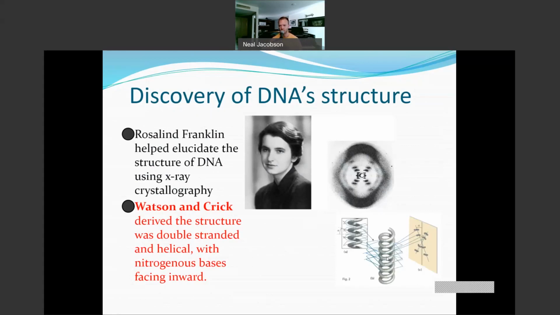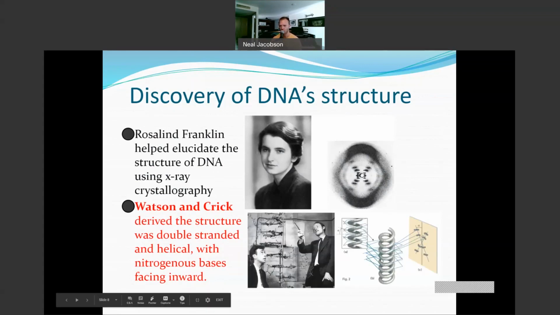And so here's a physics example of how she was able to determine that it was a helical structure. If you look, there's a spring here, which is a helical structure, and you shine light through it, and it creates this X-like pattern on a two-dimensional background. And so that's what she was doing with the crystallography.